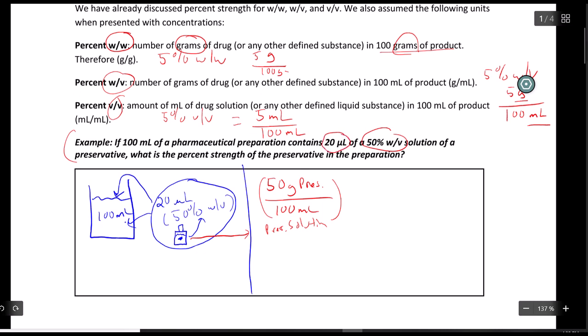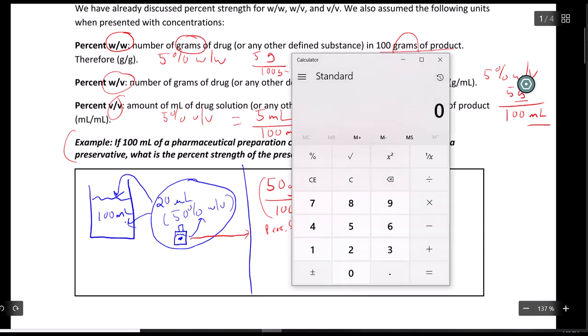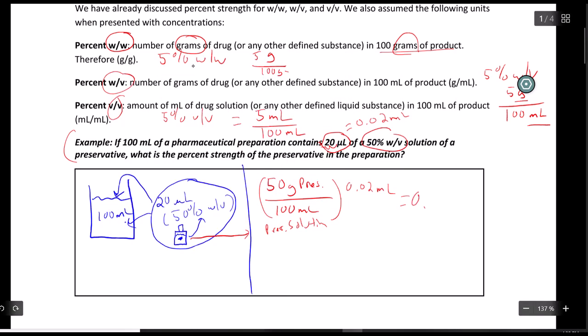Well, I need to convert my 20 microliters to mLs because I want the same unit. And hopefully I should be able to determine now that if I move my decimal point over 3 places, 1, 2, 3, I would get 20 microliters being equal to 0.02 mLs. And if I do my math out, it's 50 grams in 100 mLs. How much in 0.02 mLs? And I get 0.01 grams of preservative.